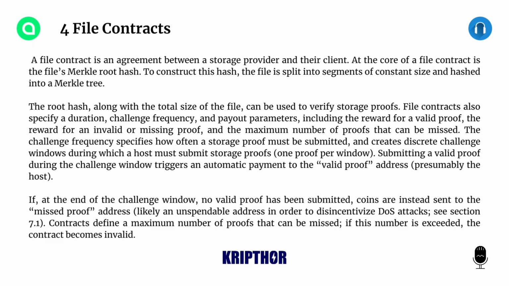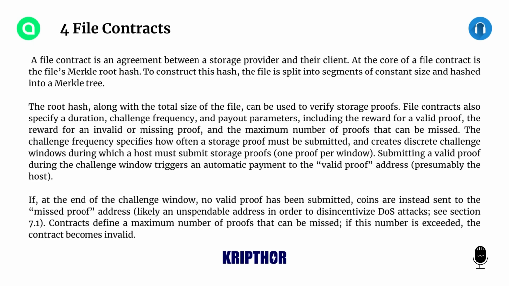File contracts also specify a duration, challenge frequency, and payout parameters, including the reward for a valid proof, the reward for an invalid or missing proof, and the maximum number of proofs that can be missed. The challenge frequency specifies how often a storage proof must be submitted, and creates discrete challenge windows during which a host must submit storage proofs, 1 proof per window.